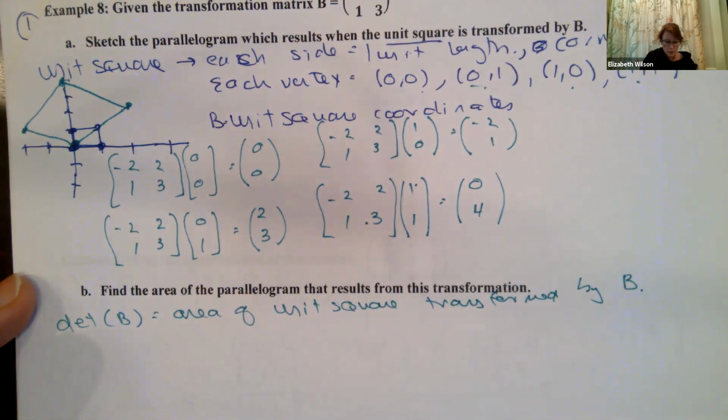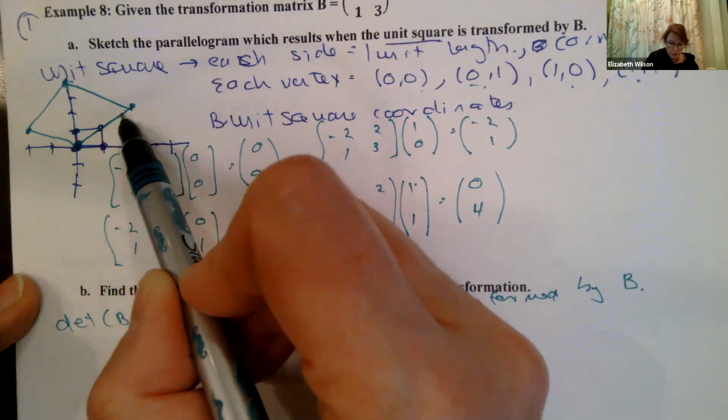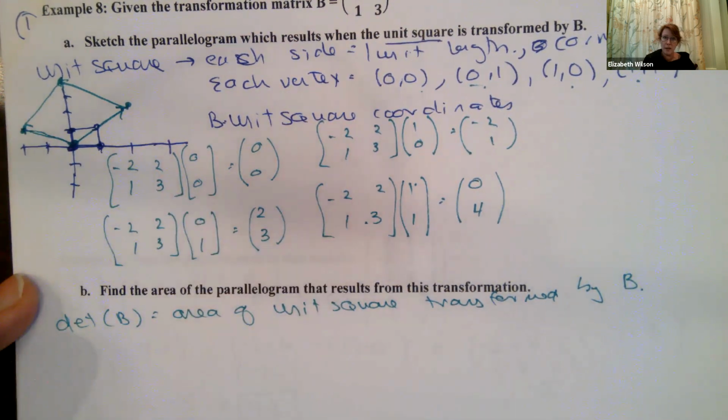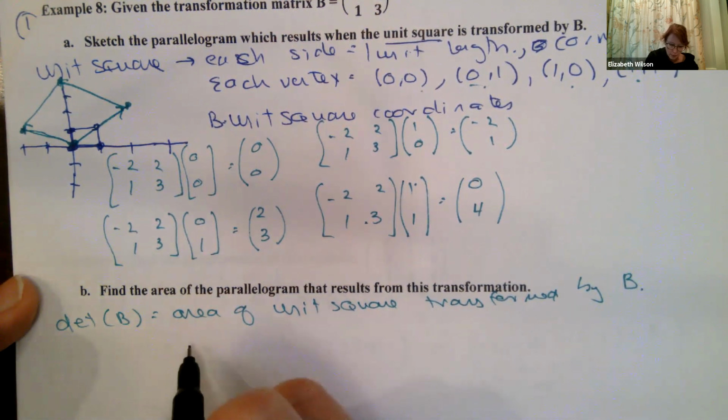And that's because I'm transforming the unit square. Otherwise what I would need to do is calculate a vector here, calculate a distance vector there, and then I would be multiplying base times height. But right now we're just going to be using this.